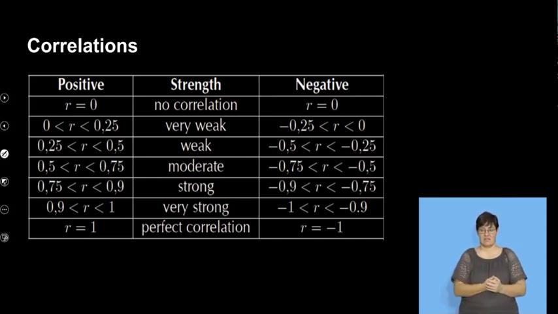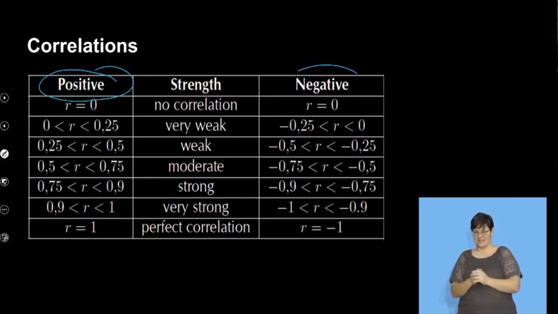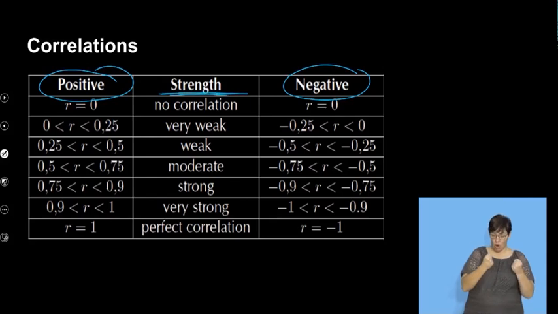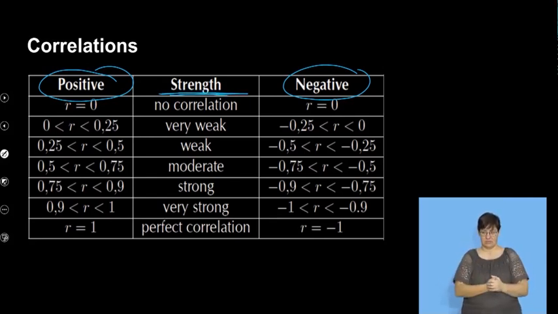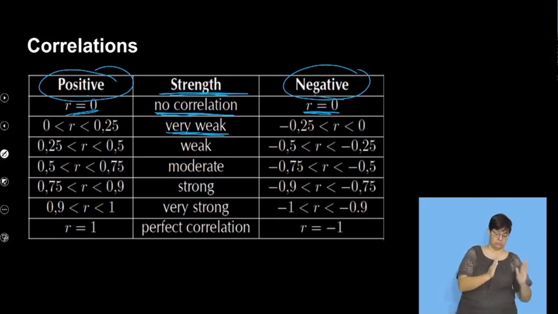Now let's look at our summary on correlation. So we say we have positive correlation, negative correlation, and the strength of the correlation. No correlation is when the correlation is 0. Are we all together? Very weak correlation can be positive or negative. Very weak if it's from 0 to 0.25. And if it's negative, negative 0.25 to 0, that's also very weak negative correlation.